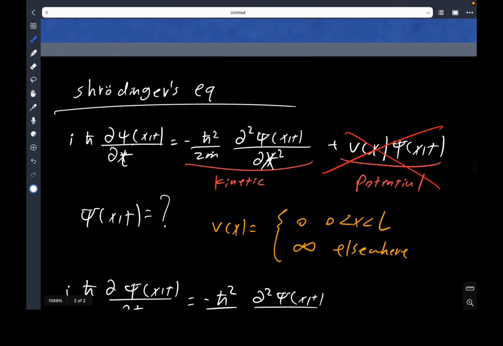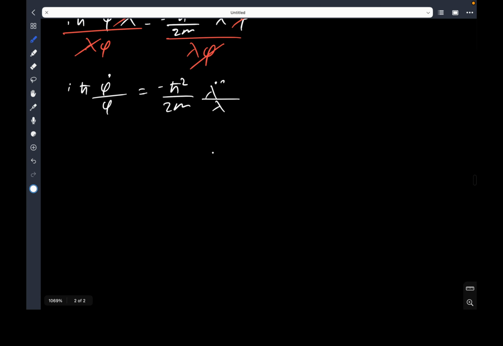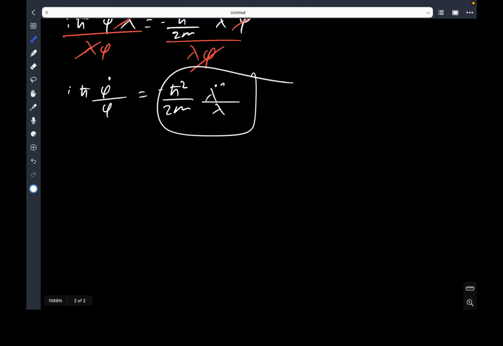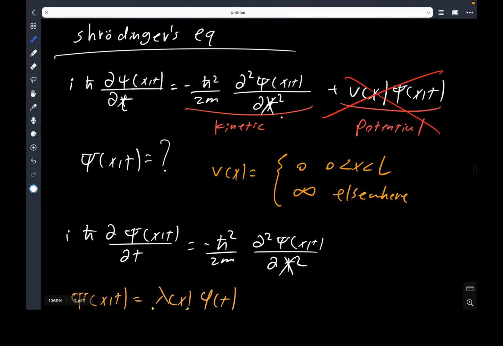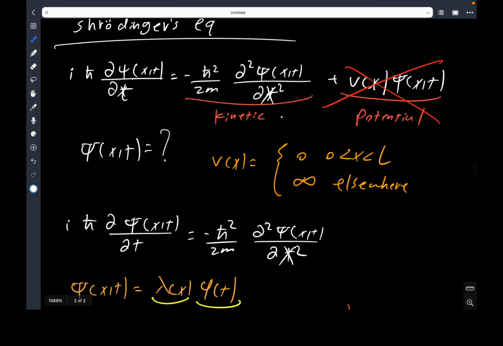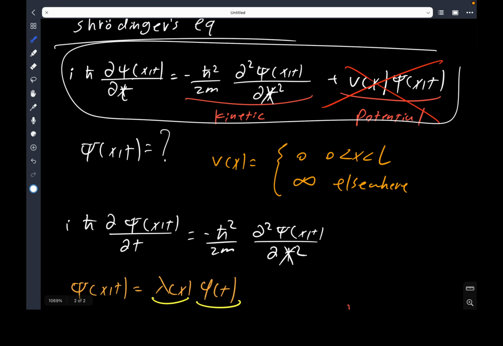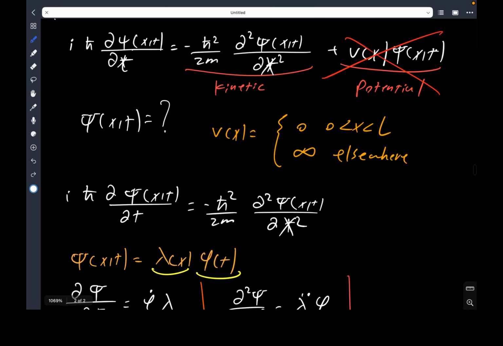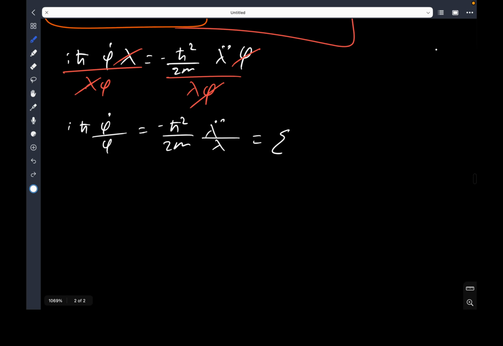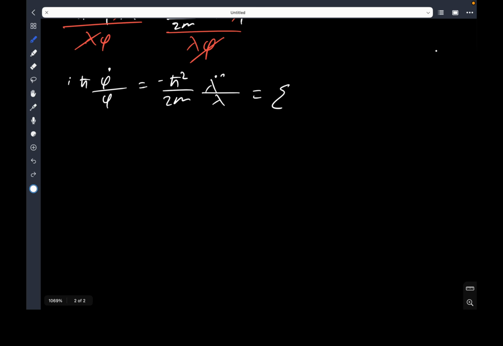Now, to solve the problem here, because this side is only dependent on time and this side is only dependent on space, they are equal to a constant, and I'm going to call that constant the energy. So, to solve the Schrödinger's equation with that condition, we need to separate these two equations. I'm going to call them equation 1 and 2.